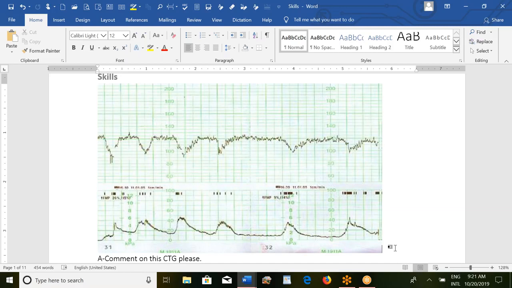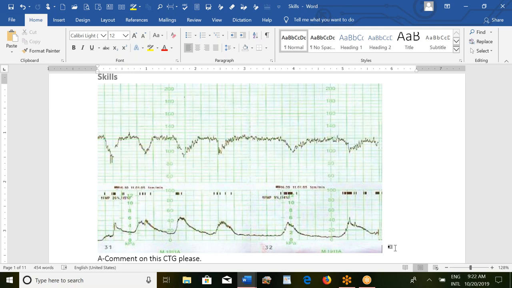The patient is having some mild irregular contractions, like 2 to 3 in 10 minutes. And for the fetal heart, the baseline is 120 beats per minute, with good variability, about 5 to 10 beats per minute. There are some minimal accelerations, and there are some variable decelerations.